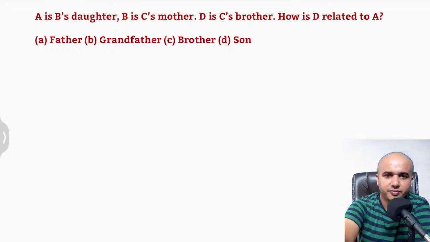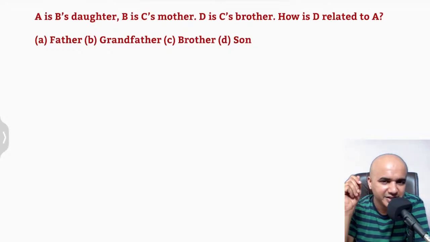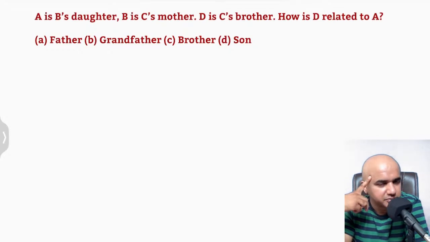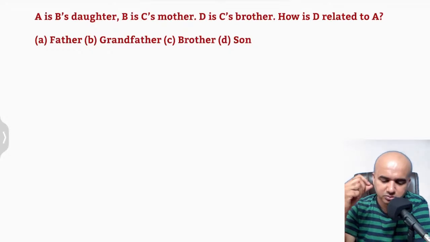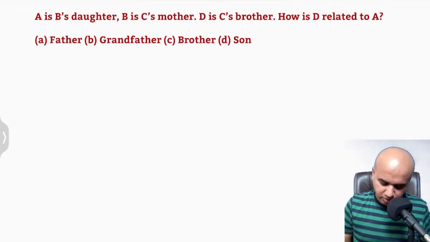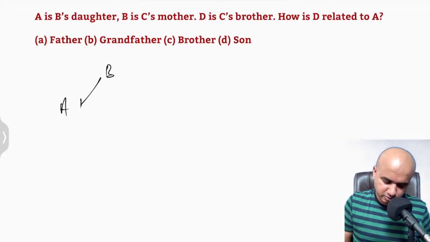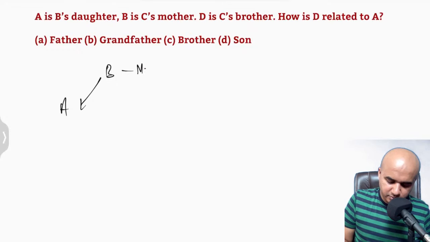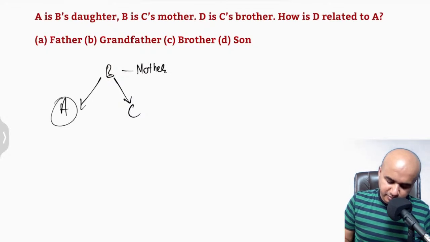A is B's daughter, B is C's mother, D is C's brother. How is D related to A? A is B's daughter. B is C's mother. Okay. Now A is B's daughter, they say. B is C's mother. Okay, that means this is the mother, and she has one more child, C. So A and C are siblings.